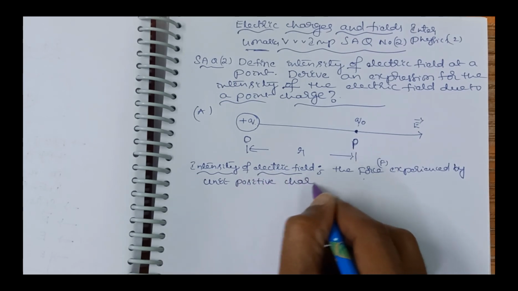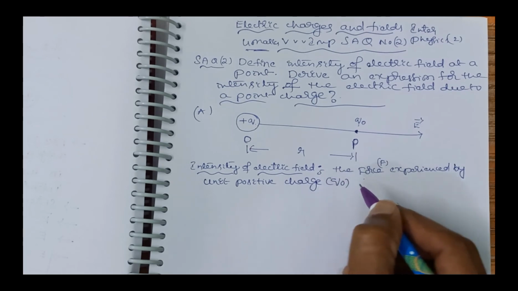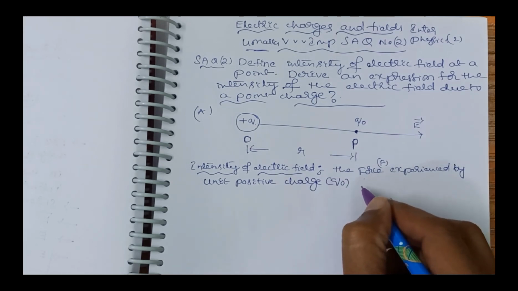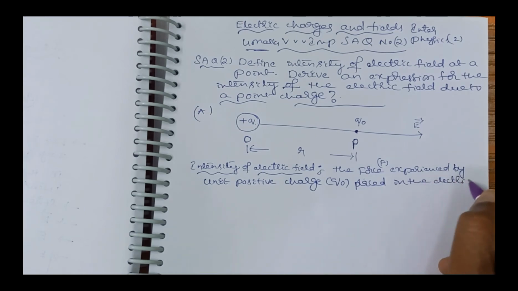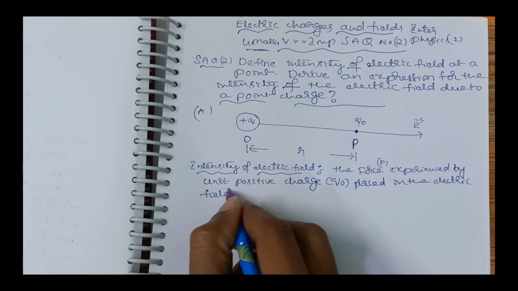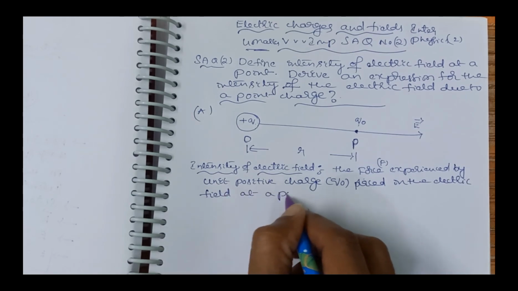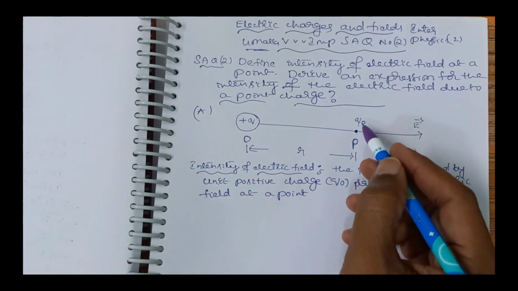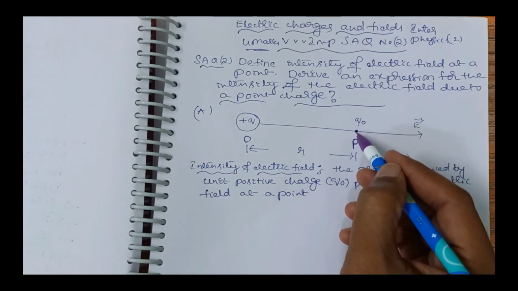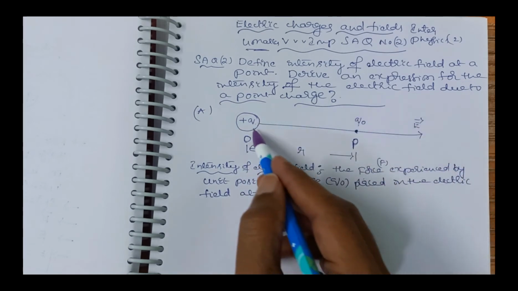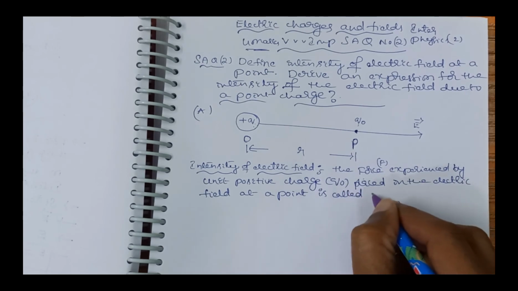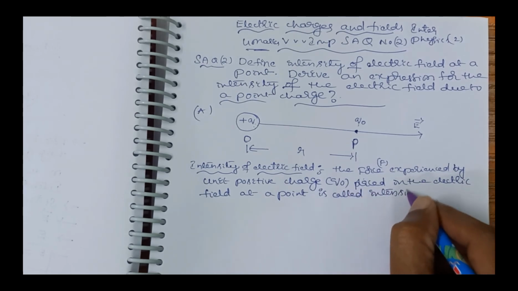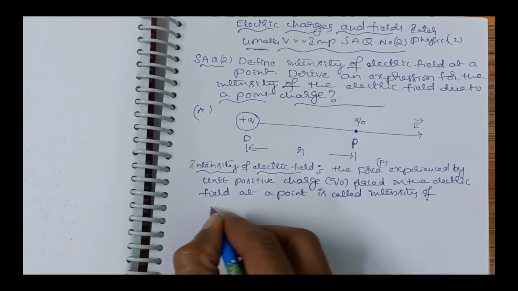Positive charge. Here it is denoted by Q0. Placed in the electric field at a point. So this is a unit positive charge which is placed at a point P in the electric field created by this charge is called intensity of electric field.